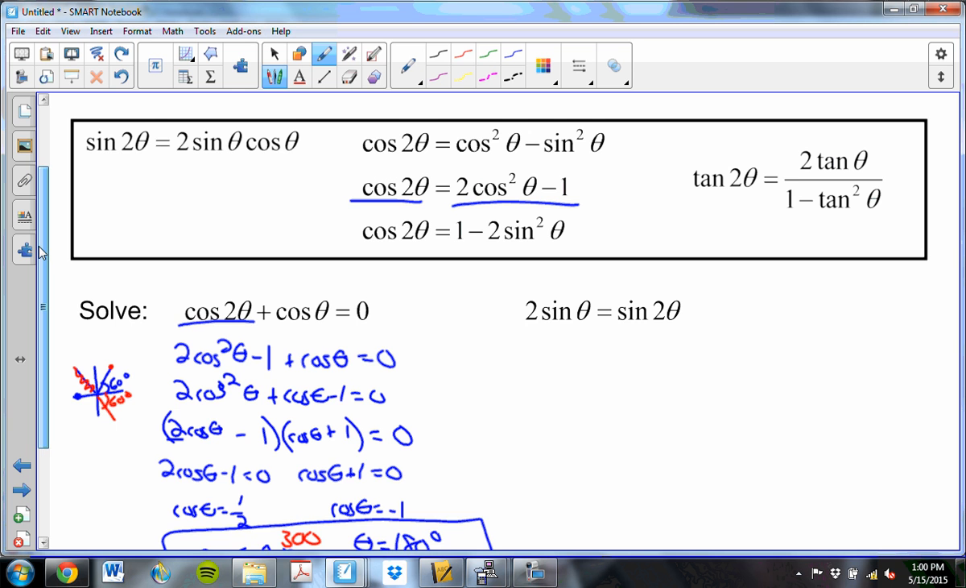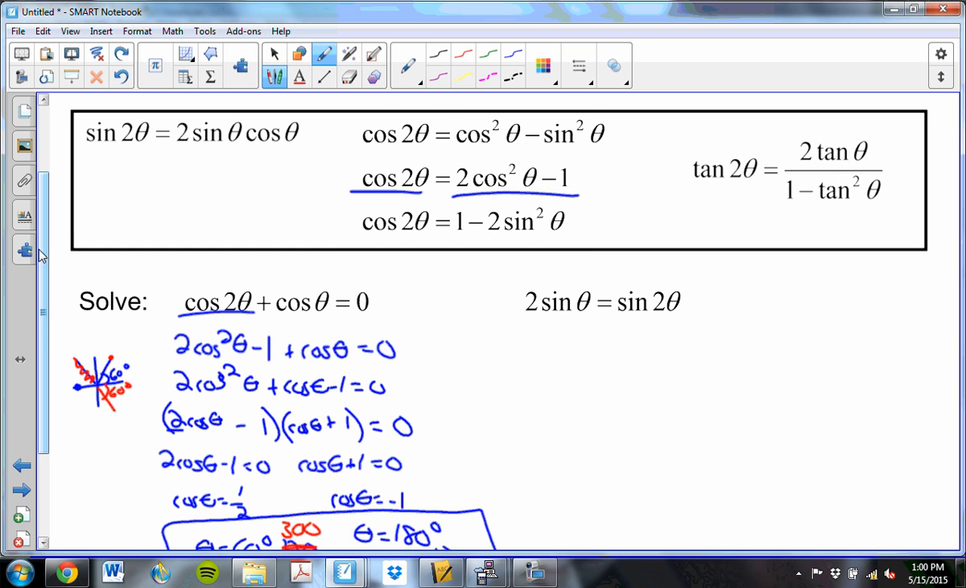Okay, next problem. I've got 2 sine theta equals sine 2 theta. Now these are different problems. This is 2 times the sine of theta. This is taking a theta and doubling it and then finding the sine of that. So those are 2 separate things. I want them to be equal to each other.